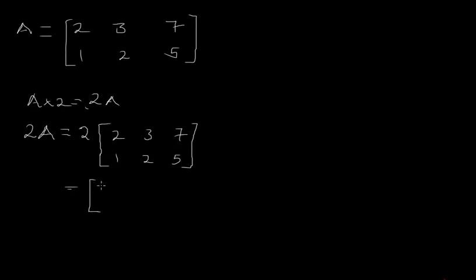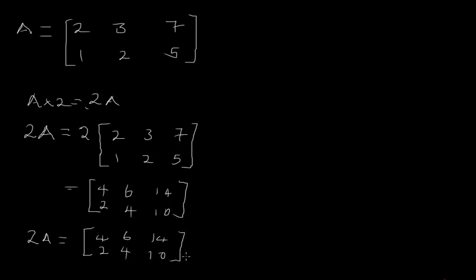2 multiplied by 2 will give you 4. 2 multiplied by 3 will give you 6. 2 multiplied by 7 will give you 14. 2 multiplied by 1 will give you 2. 2 multiplied by 2 will give you 4. And 2 multiplied by 5 will give you 10. So this is your matrix 2A, which is simply 4, 6, 14, 2, 4, and 10. Okay, so that's how we multiply a matrix by a certain constant.